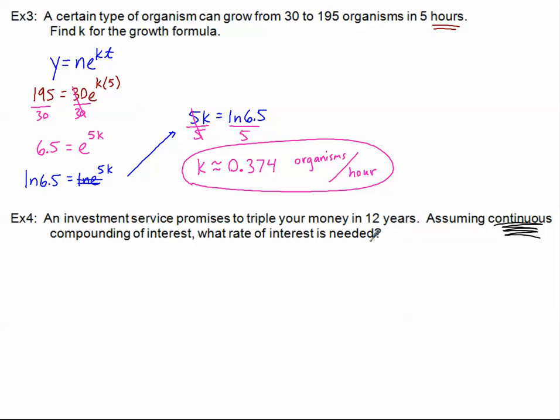So since I know that we're continuous, I know that it's the PERT formula, A equals P e to the rt, and I'm going to be plugging numbers in here. Although in this case, I don't know how much we're starting with. It doesn't say how much money we're investing. It just says that we're going to be tripling. So you could pick whatever you want. If you want to put in $500 and let it triple to $1,500, or if you want to put in $1 million and triple to $3 million, that would be great.